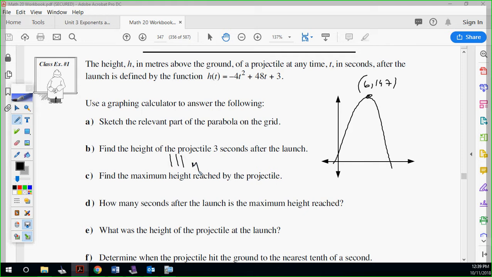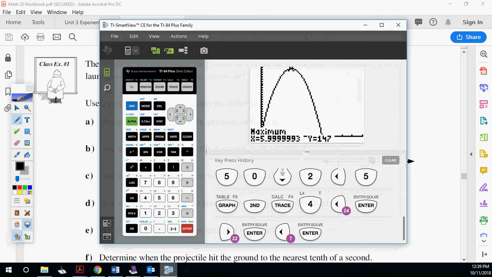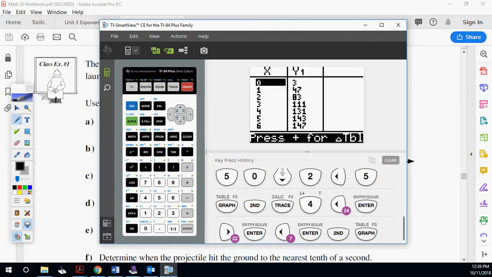Okay, let's go and show people how to do that. Go second. See right here where it says graph? See how it says table? Second table. And then you can go 3 is 111. Remember, your x is your seconds. Your y is your height. Everybody see that now?